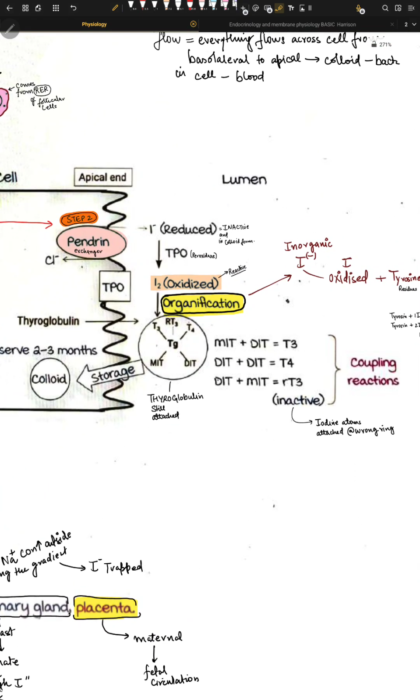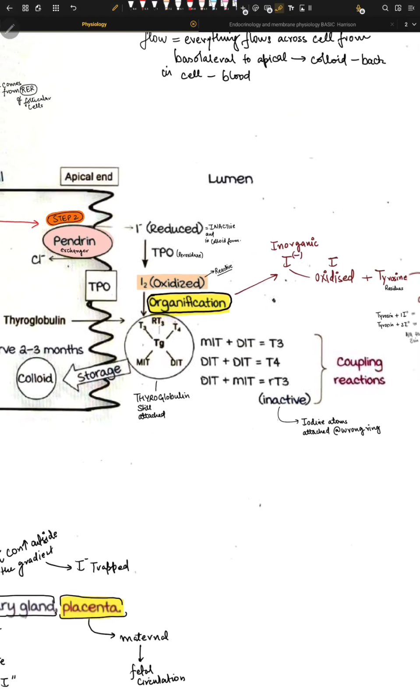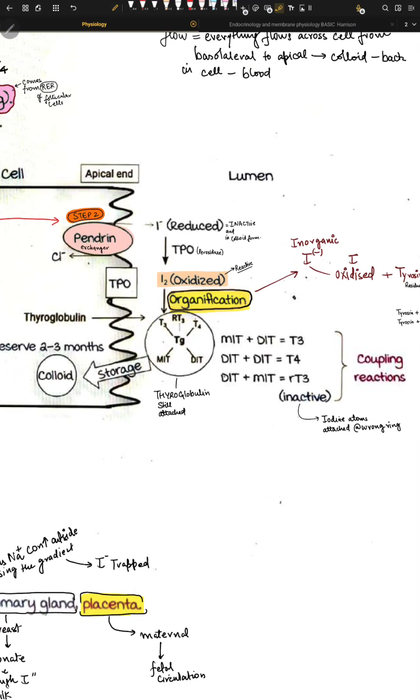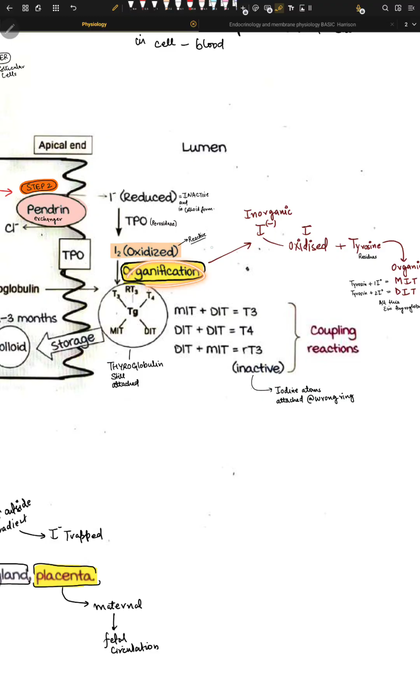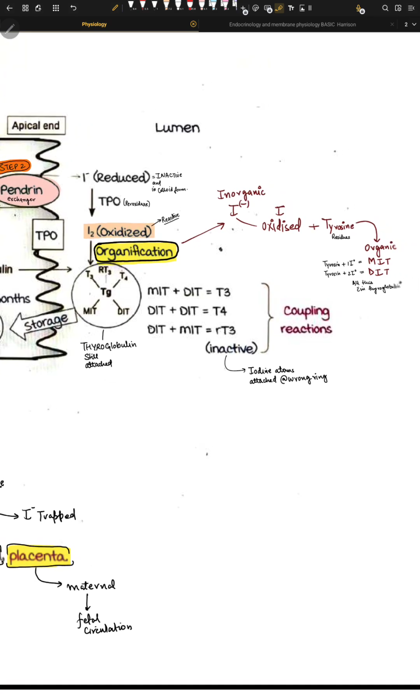Okay, so once this iodide is reactive, there is another thing going on. There's something called organification. What is organification, by the way? This inorganic iodide, the I2, is oxidized with TPO. We get oxidized iodide.